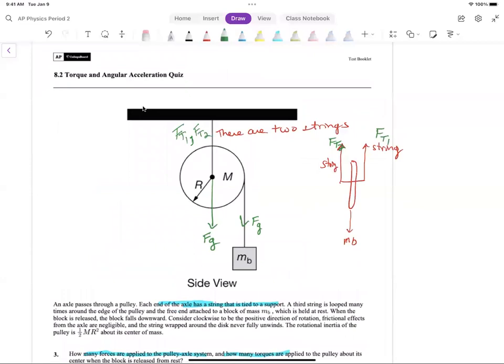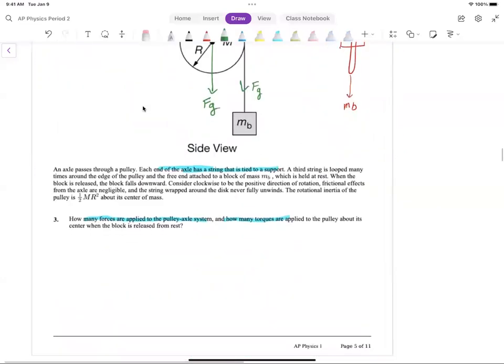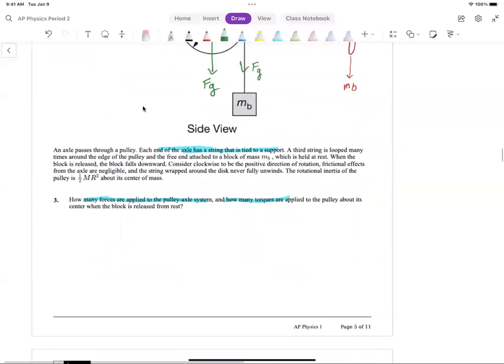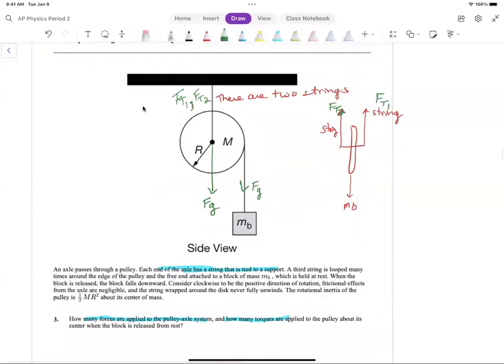All right, this one here is interesting. I like it and I don't like it because anyway, I have this disc again with a metal rod that runs through the paper, perpendicular to the paper, and R and M, and then I hang a mass. So they wanted to know how many forces are acting on this disc. How do they call it? How many forces apply to the pulley axle system? Okay, so the axle is part of it.